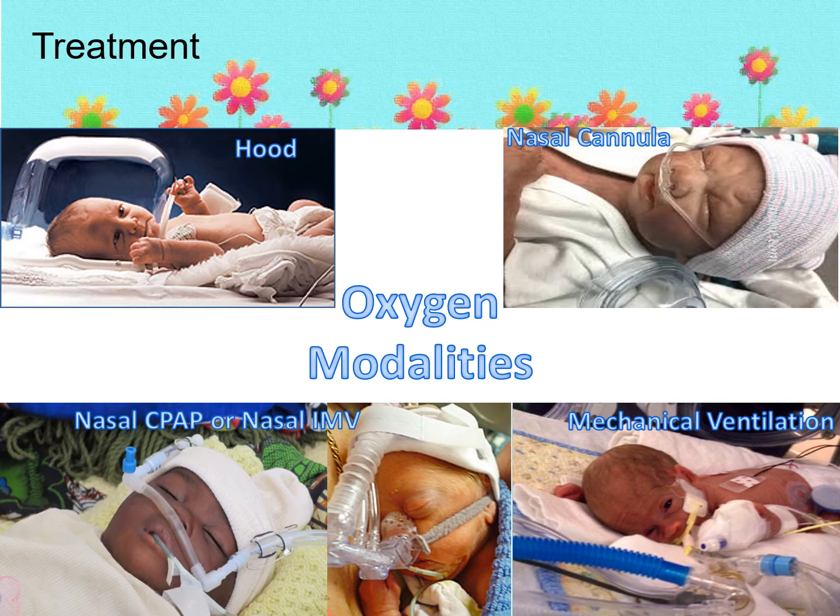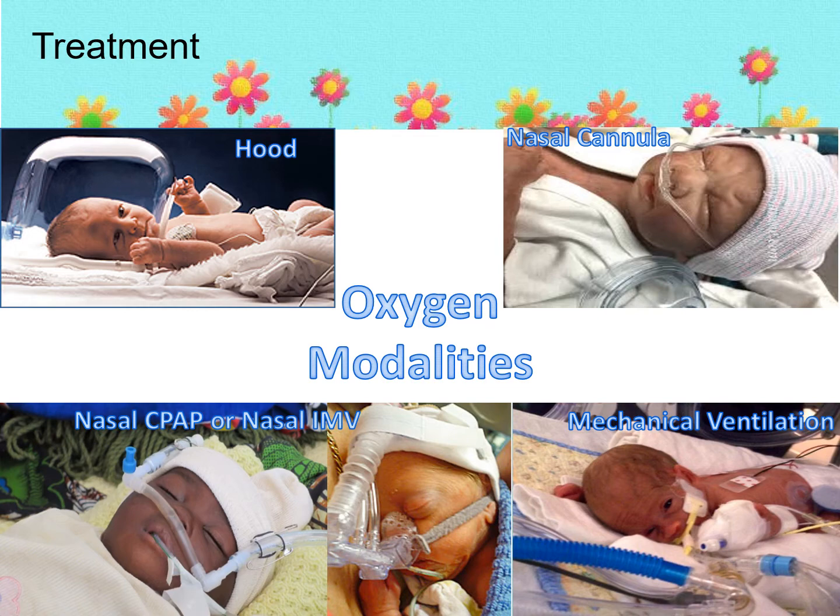We have nasal cannula to the right. Usually we're going to give a low flow continuous oxygen. Okay. On the bottom, let's see here, bottom left. So on the far left, you've got nasal IMV. So it's a ventilator, but it's through the nose instead of a tube down the throat.